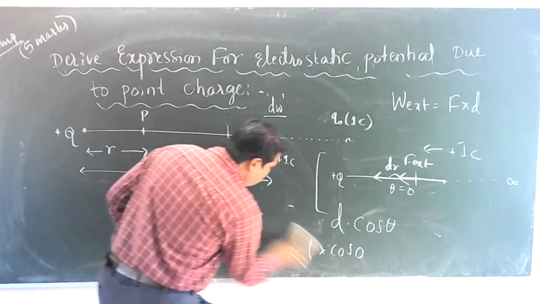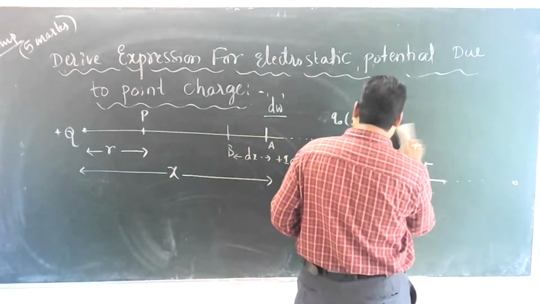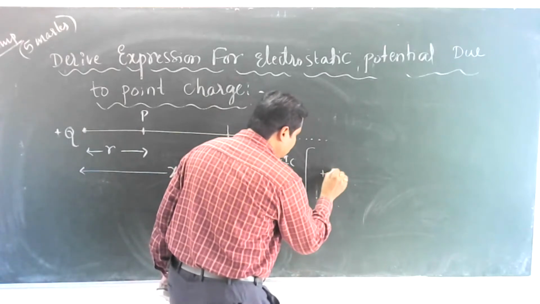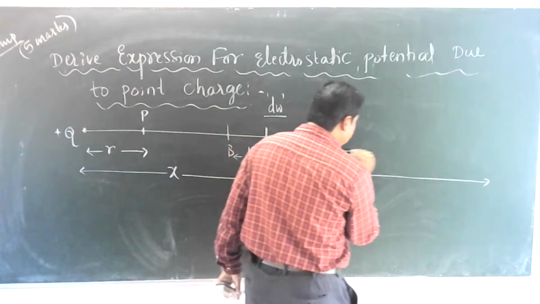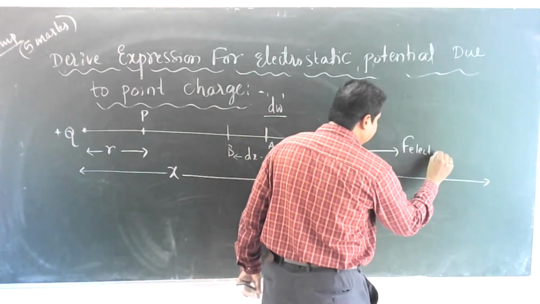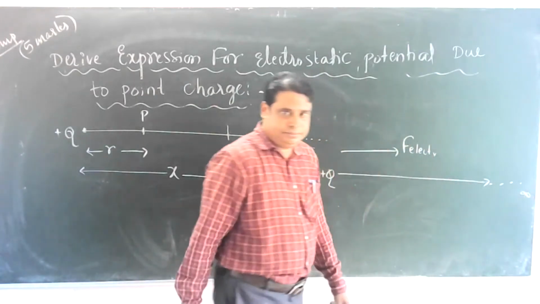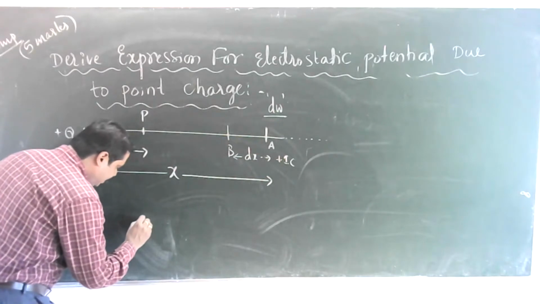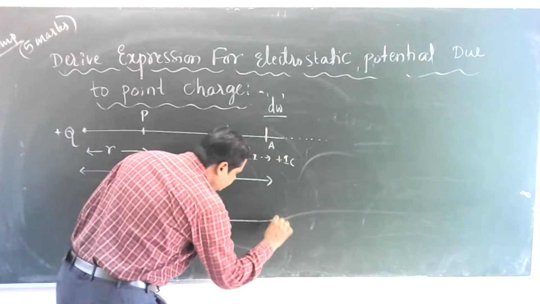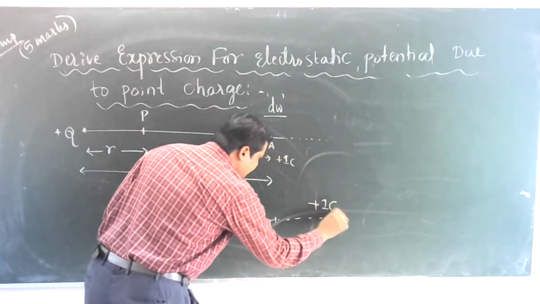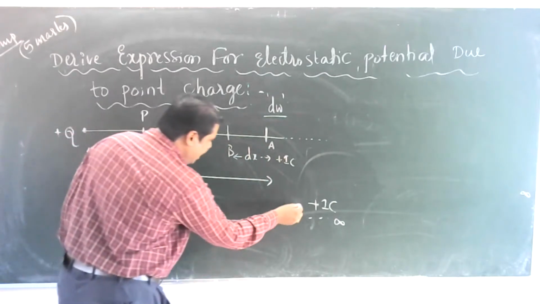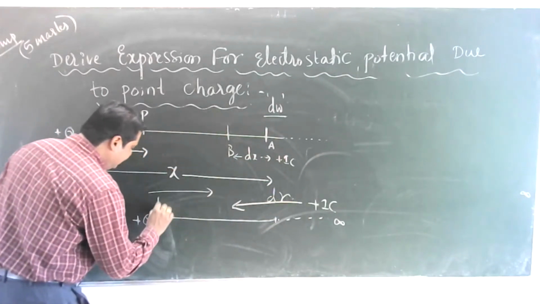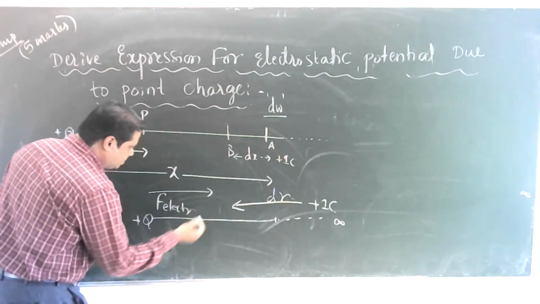Now, what about your conservative force, or the electrostatic force? See here. This is the source charge Q. This is the electric force direction, and this is infinity. Here we have charge plus Q. We place some charge here, plus 1 coulomb, and we are moving this charge in this direction. So dr displacement is in this direction, whereas the electric force is in this direction.